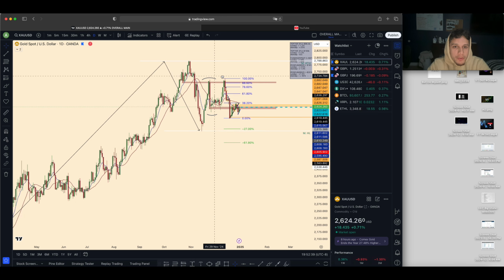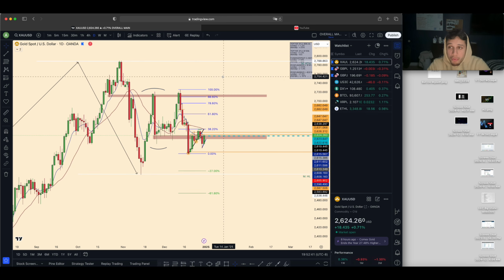For those that are new to this setup that I'm about to explain, my current bias was sales. The reason being sales was because we are testing this higher low point based off your daily time frame as support. So we had price push up right in here, and then price push down, and then maintain support around this 2620 level.